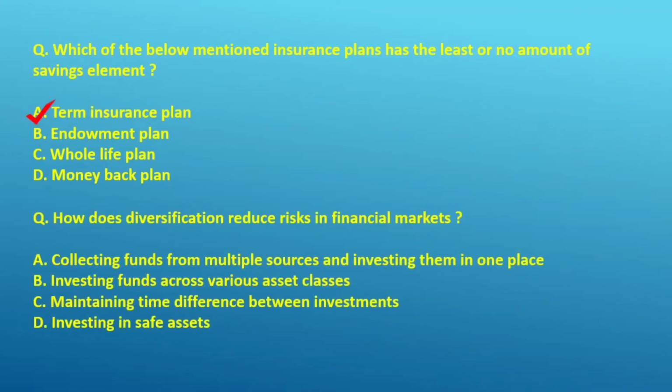Next is how does diversification reduce risk in financial markets? Friends, we have already learned about this. If we want to mitigate the risk, we need to invest our money in different products. So the correct answer is investing funds across various asset classes.